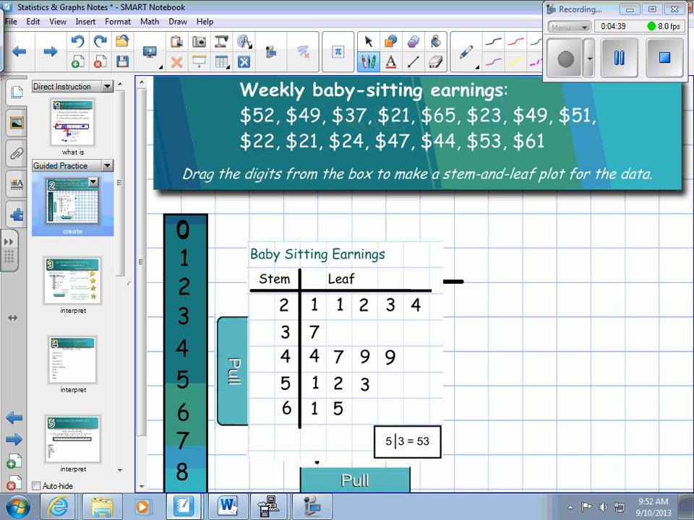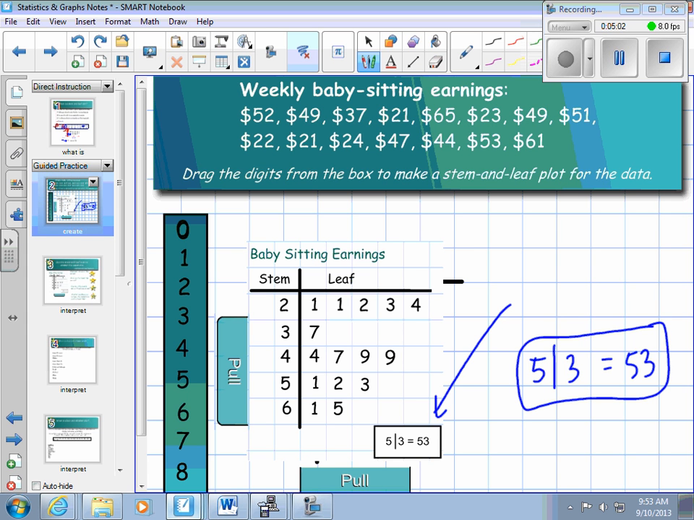Now the last thing we need to do at the end, once you got all the numbers listed out, is we do want to create a key. So somewhere at the bottom, you want to create a key showing what a number means. Here's an example here. We wrote a 5, line, 3, and then show that that equals 53, so that anyone looking at this table knows what the stem is and what place value the stem and leaf is. All right.